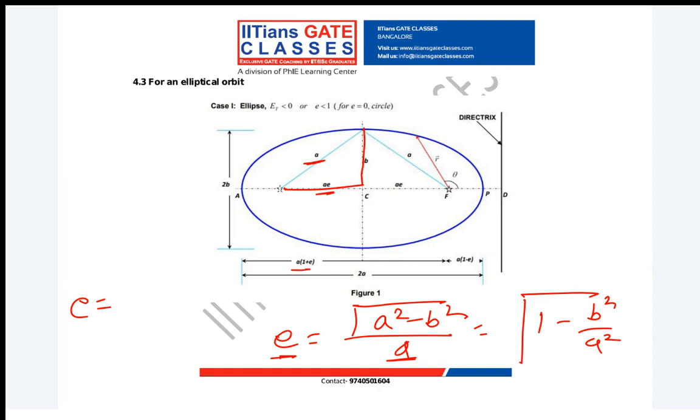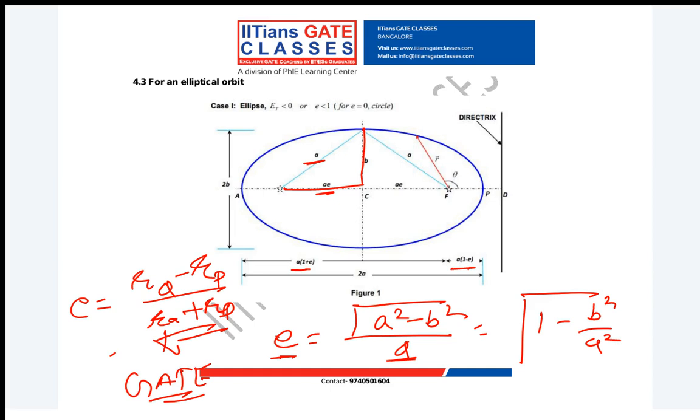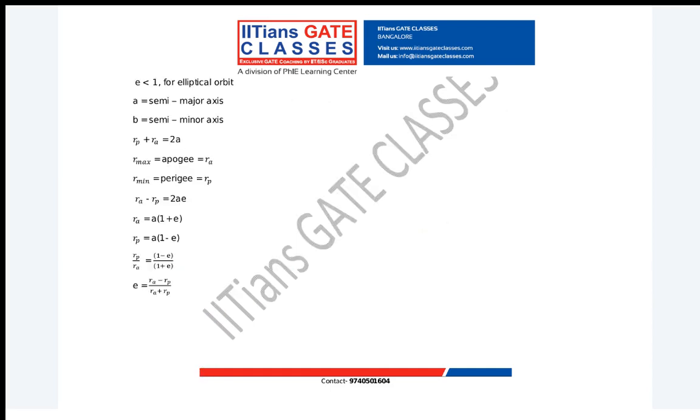Now, from these two expressions, my E value can also be written as RA minus RP upon RA plus RP, in terms of apogee and perigee distance. And there is a GATE question from this formula. RA minus RP upon RA plus RP. And RA plus RP is 2A. The maximum distance we already know is apogee, and the minimum distance is perigee distance.